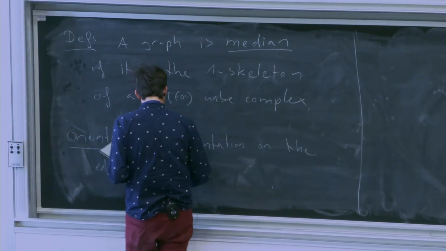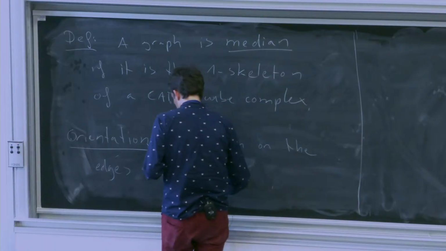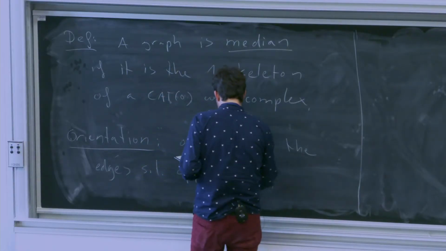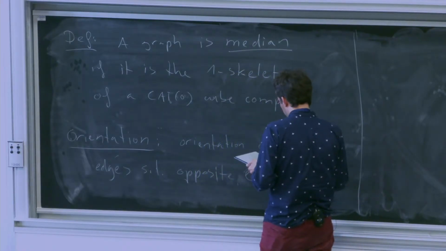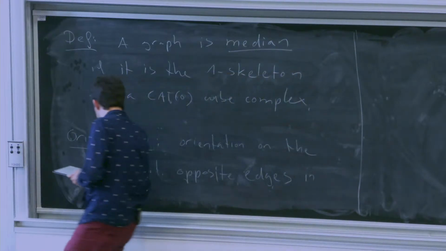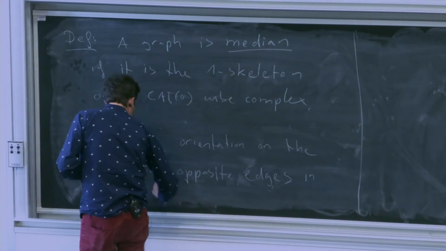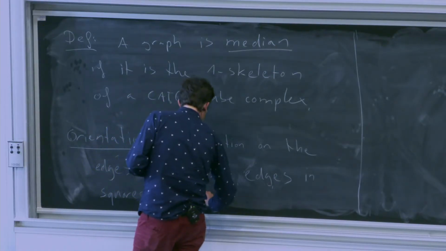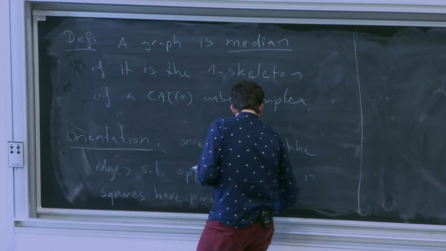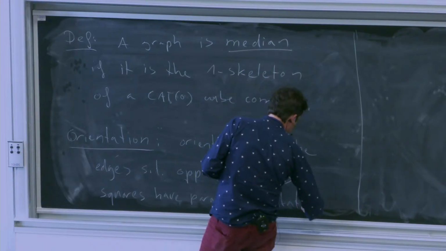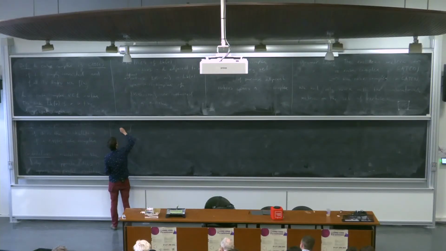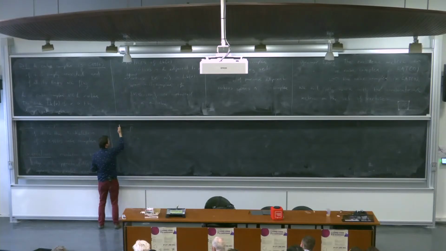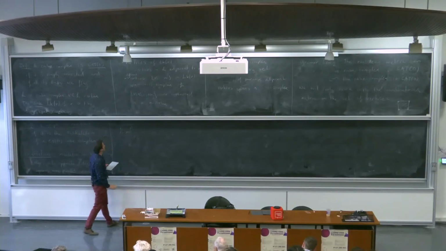Such that opposite edges in squares have a parallel orientation. So orientation on a cube complex, just like we put on each edge an orientation, but we want that if you have two parallel edges, they should be oriented in the same direction.